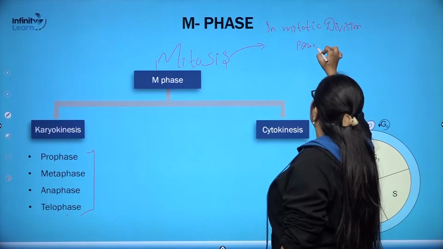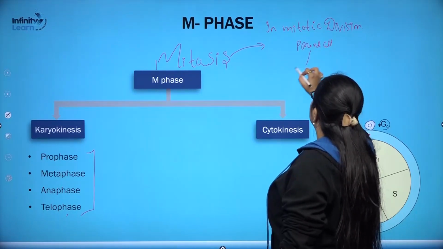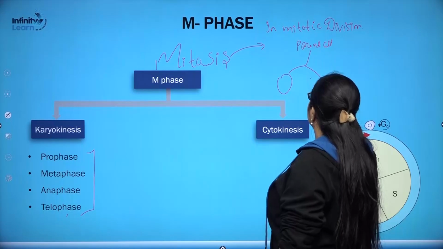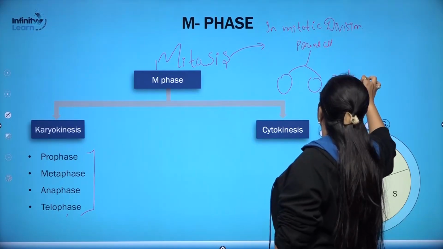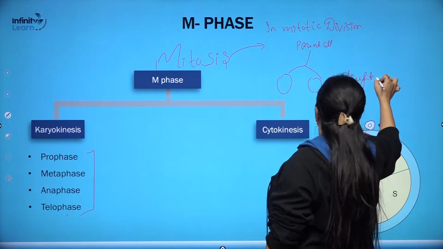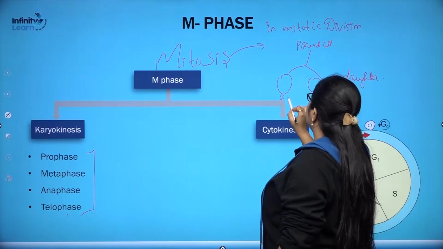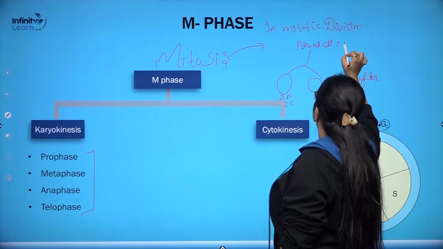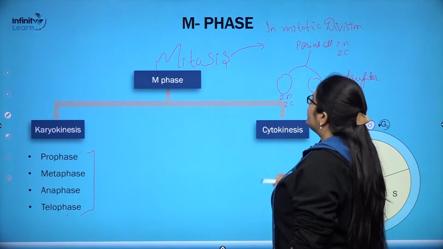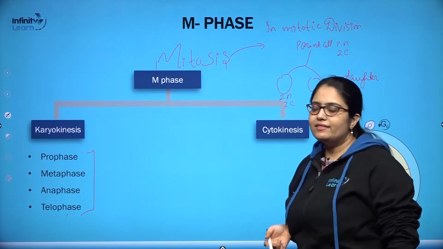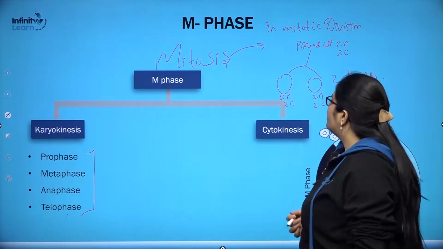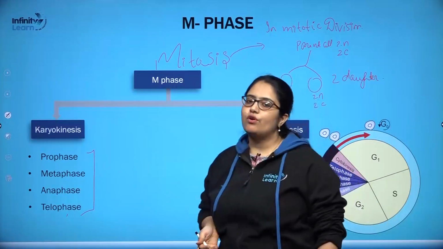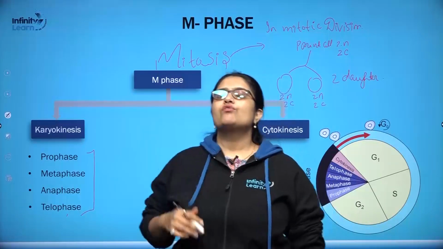A parent cell will split into two daughter cells, and both these daughter cells will have... right. If a parent cell was a diploid cell, then both the daughter cells will also be diploid. They will have the same number of chromosomes and the same amount of DNA.